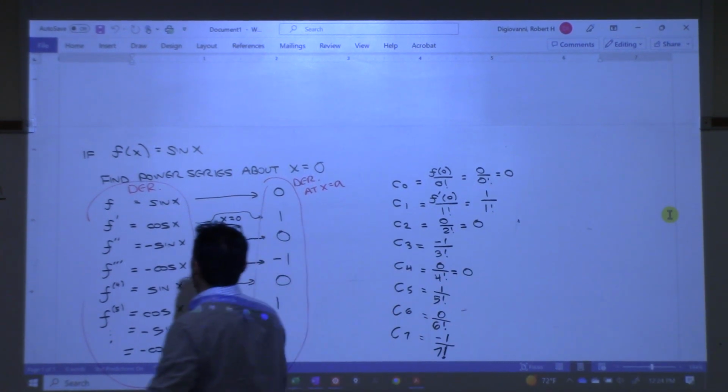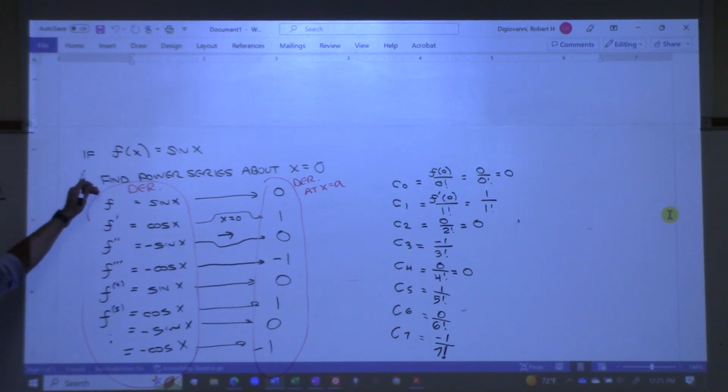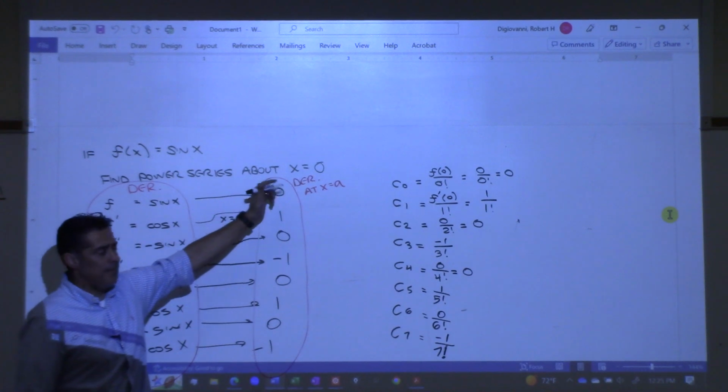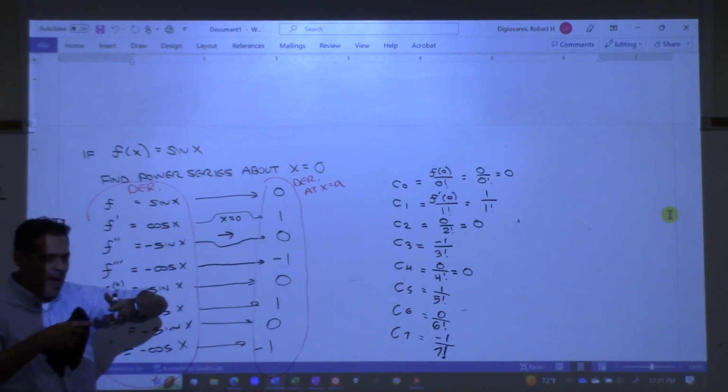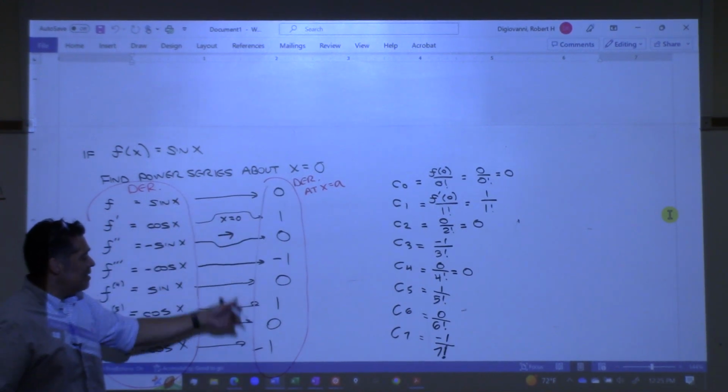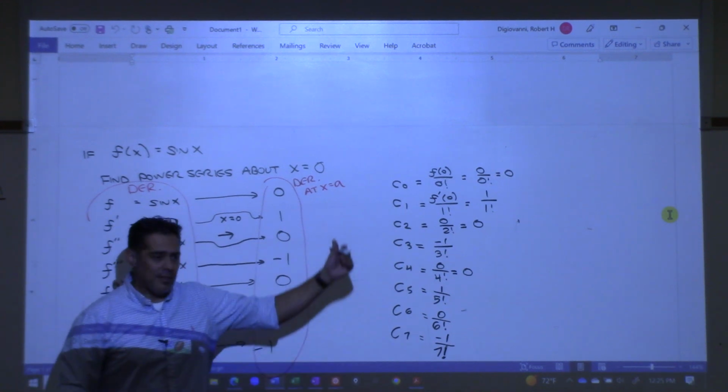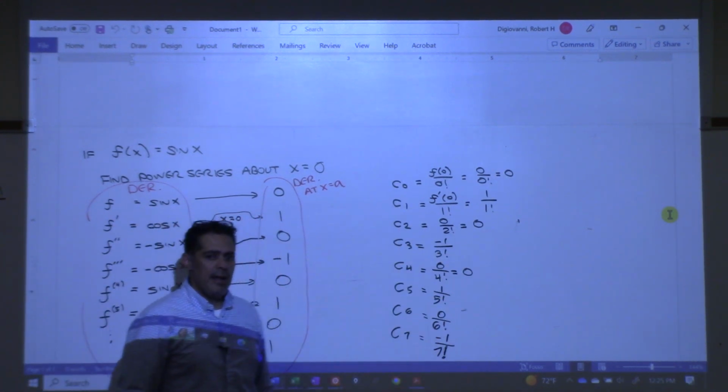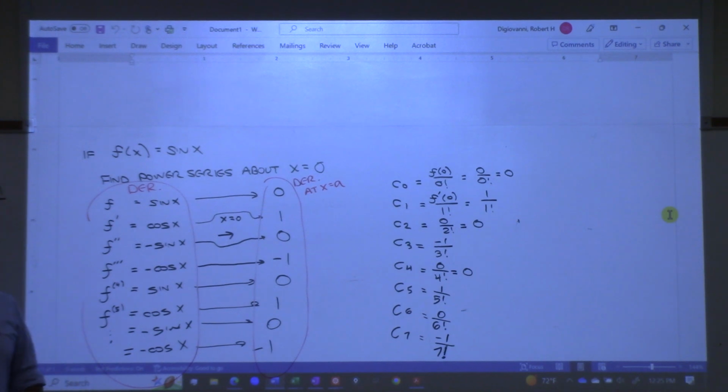So what we were saying is, can we find a power series for this? And the answer is, well, if I can take derivatives and then plug in the place we're doing the series about, so plug in 0, then that should help me build the constants up, right? And now I can just plug into the power series. So let's do that.